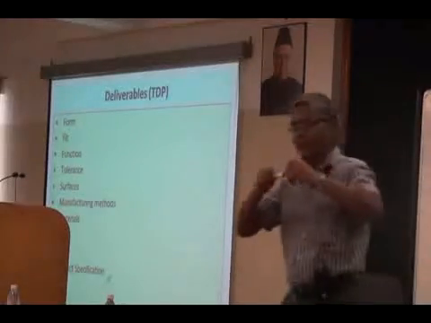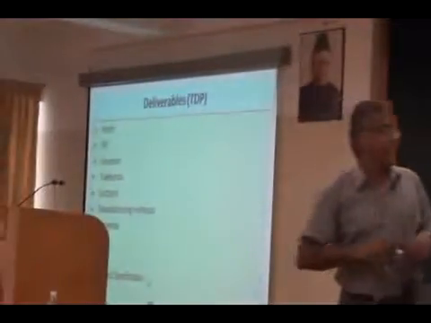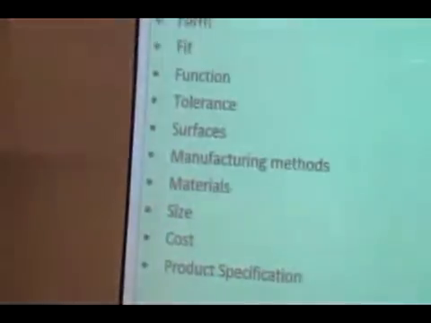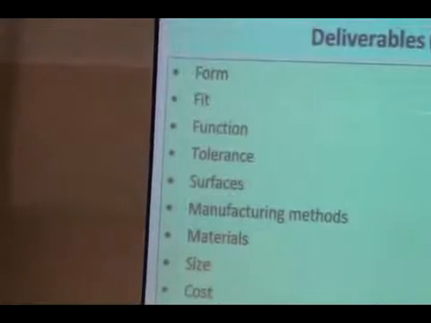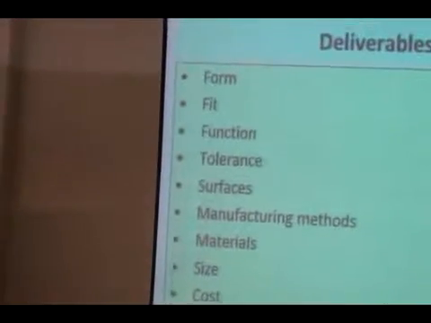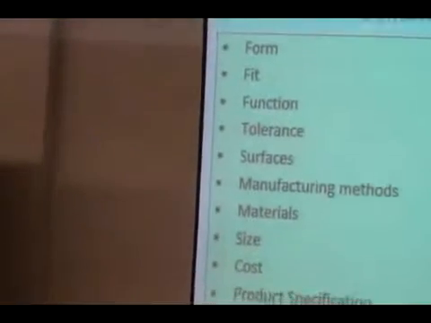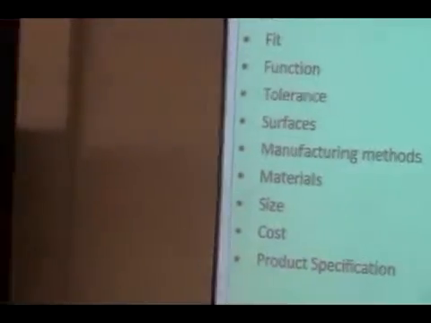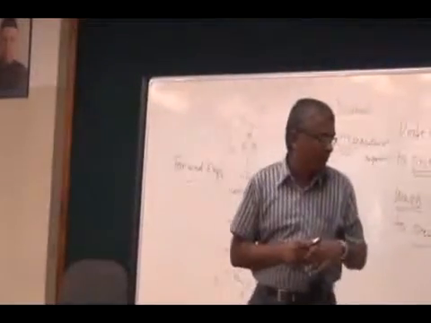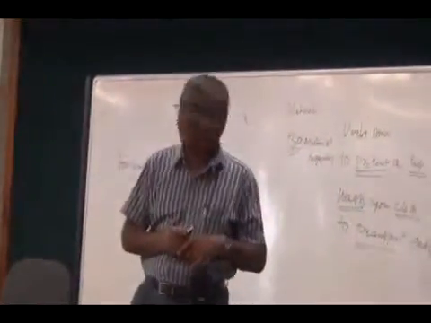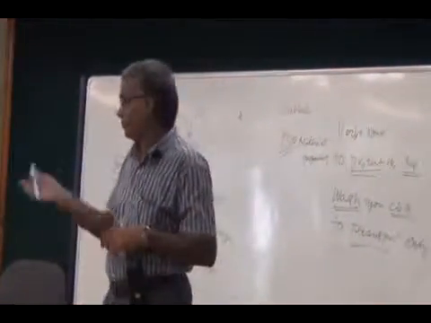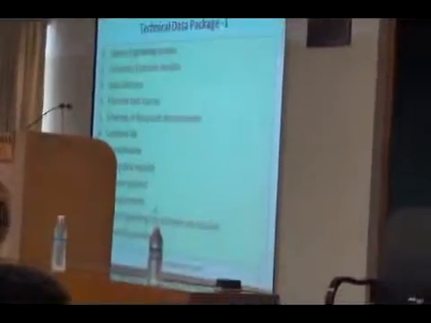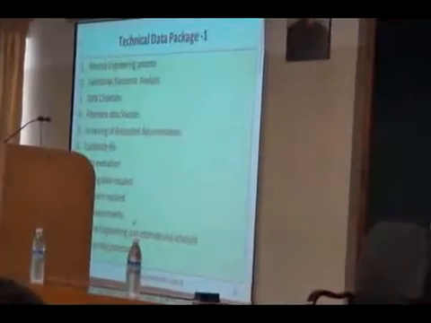This is an interference fit. What kind of relationship do I have? There are only two major relationships. One is a mate, the other one is what we call fit. And then function. Function we discussed elaborately. Tolerance. Tolerance comes because of variation in the manufacturing process, so tolerance is accepted. And surfaces, manufacturing methods, material, size, cost, product specification. So the detailed technical data package, different customers want at different levels. Next.